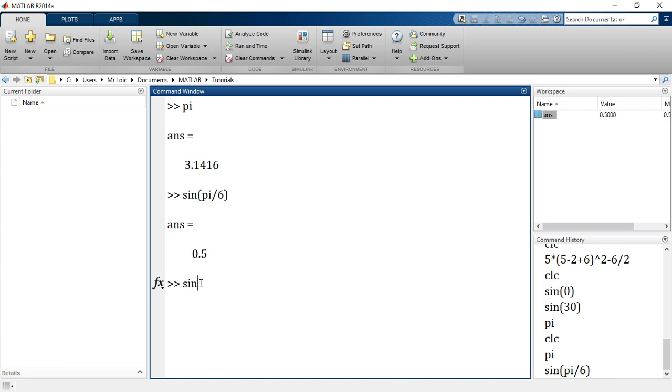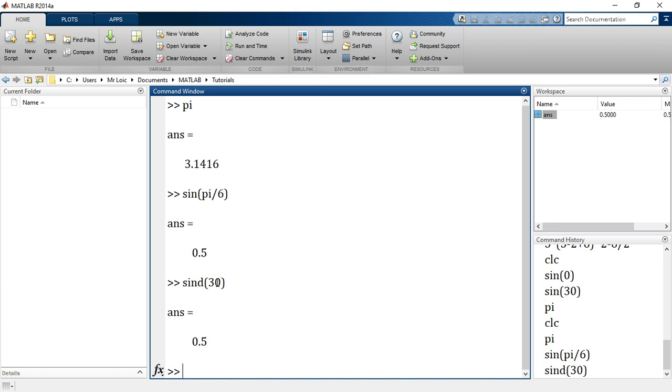So it will be sind of... I can't use pi over 6 here because the answer expected here will be in degrees. And look at what I did here expressly. When you put sind and you open just one bracket, it gives you what is expected. You will see that it expects just one variable x, and this x is supposed to be in degrees. So we'll put 30 and close, and it gives us the same 0.5, right?